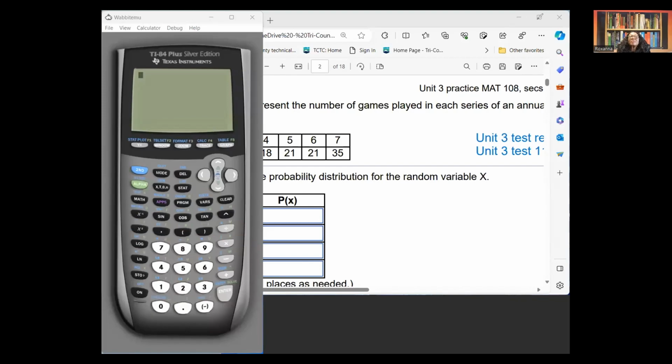All right, so. Okay, so the first thing you want to do when you have this kind of question is make sure you add the frequency, the total number. So add the total number.